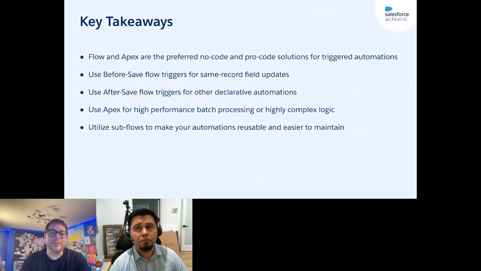And the reason that is the top bullet point is because I know there's still some orgs out there that are using workflow rules and process builders, and people are hopefully actively trying to migrate off of those because they're being deprecated, and support's being pulled for them pretty quickly. But if you're not already thinking, Flow and Apex should be your go-to solutions for record triggered automations.